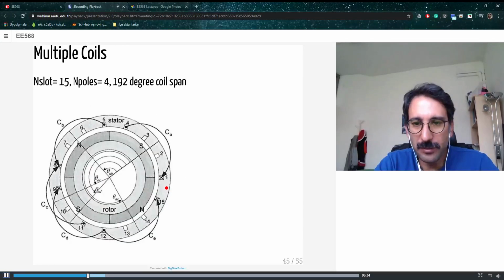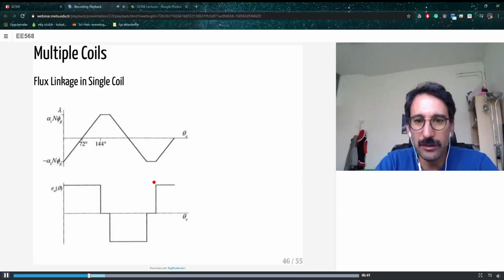But anyway, once you have that connection, whether it is a short pitch coil or a long pitch coil, it doesn't really matter in terms of the flux linkage. So you have that kind of trapezoidal waveform, and that is the back EMF voltage in one coil.